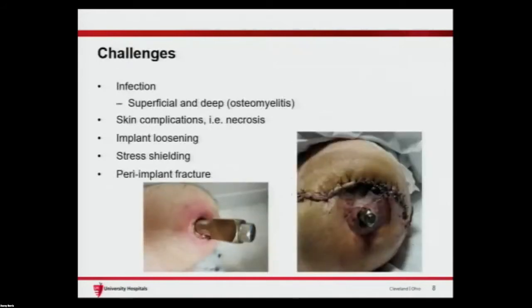So what are the challenges? Infection is obviously one of the biggest ones, both superficial as well as deep infections, as well as bone infections and osteomyelitis, and then going along with that, septic implants. Skin complications are also a big problem.